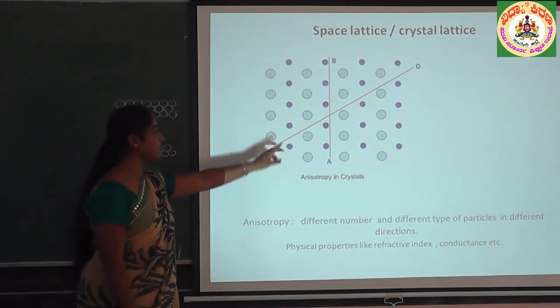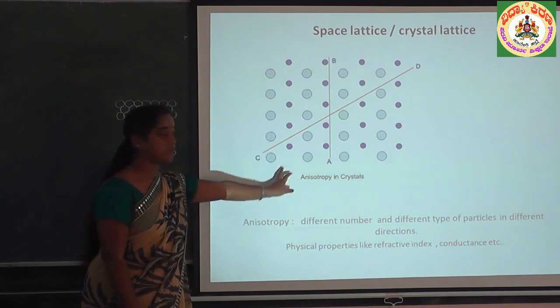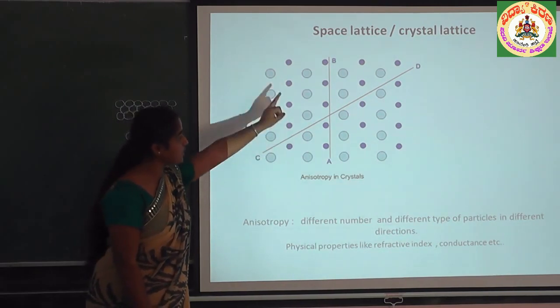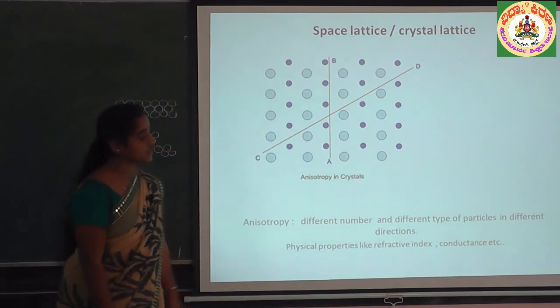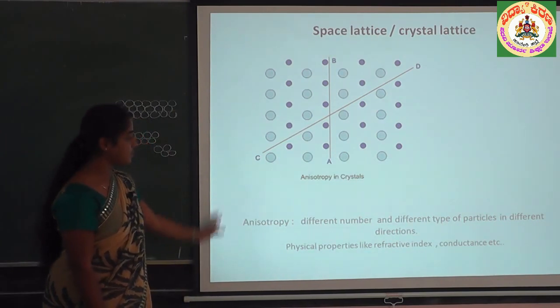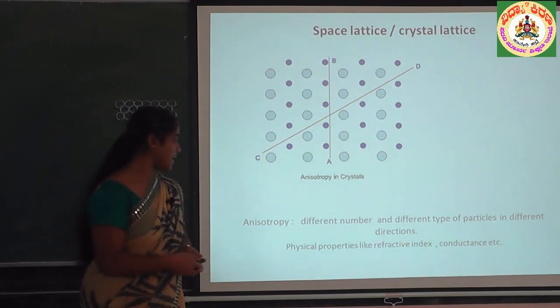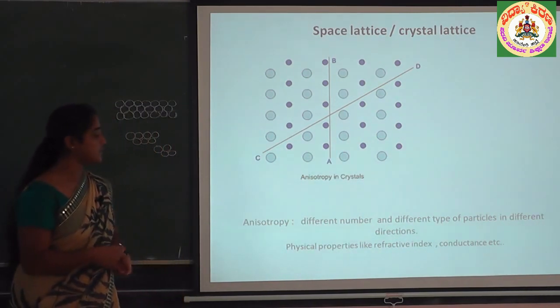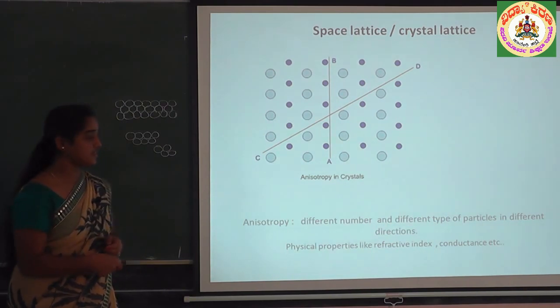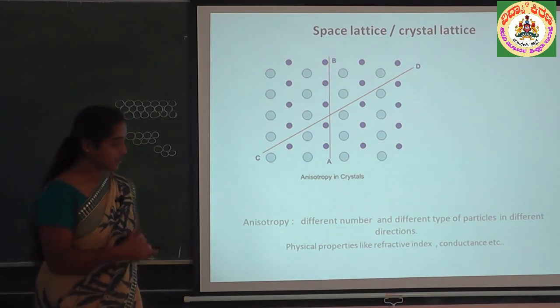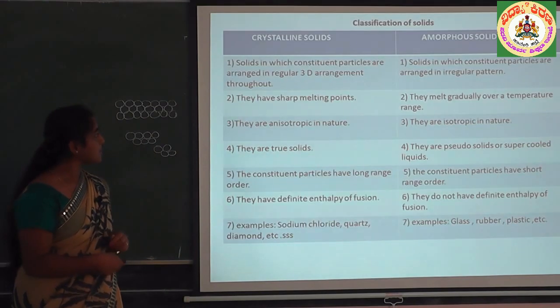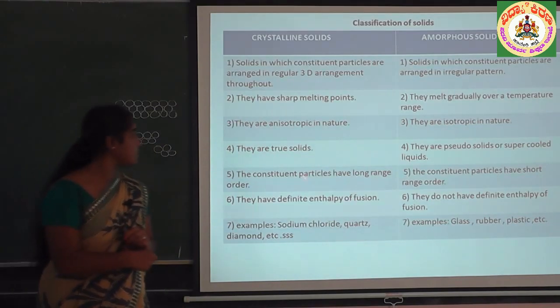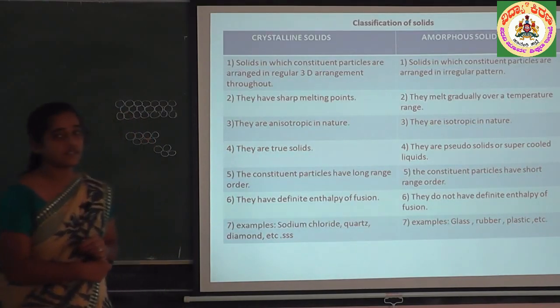See, from C to D there are two different types of particles involved, but from A to B only one type of particle is involved. Such types of crystals are called anisotropic crystals. Examples are physical properties like refractive index and conductance. Okay, then the fourth important difference is they are true solids.